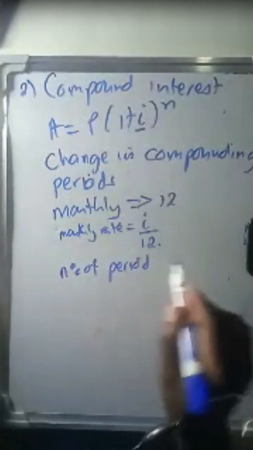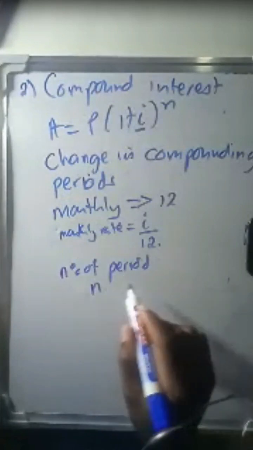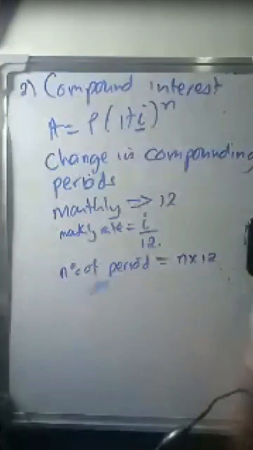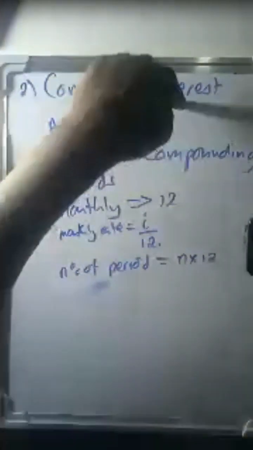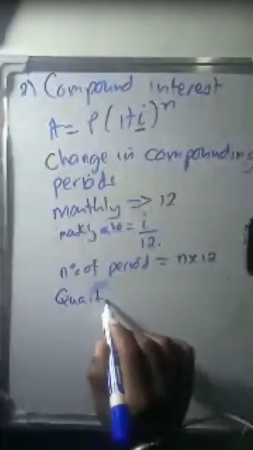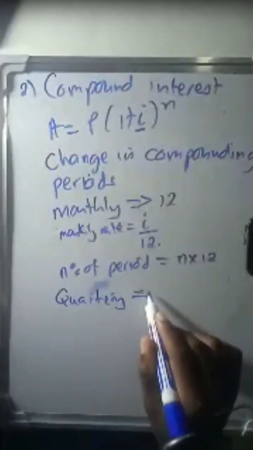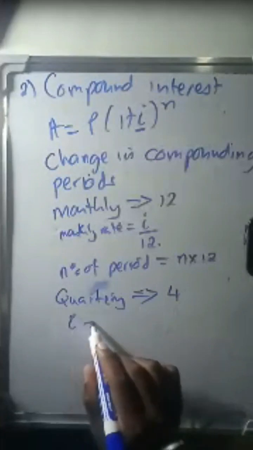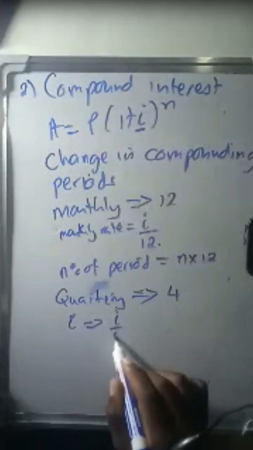So the number of periods, what do we do? N multiplied by what? By 12. So you're going to divide by 12, multiply by 12. Quarterly, there are how many quarters? There are 4 quarters. So I is going to be I over 4.